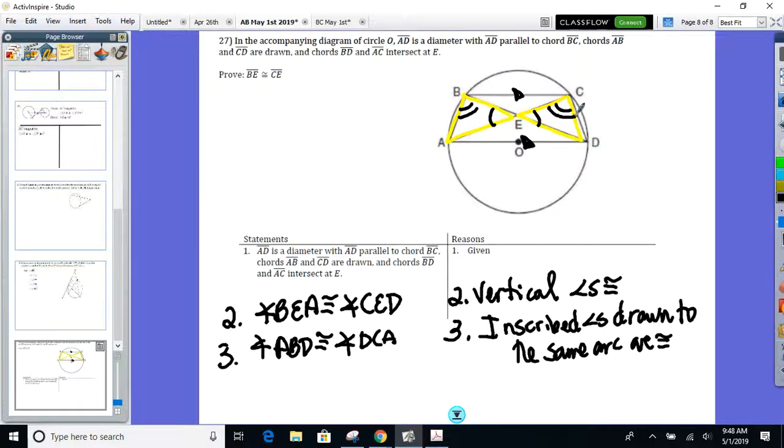Okay, here was the theorem. If the chords are parallel, the arcs in between are congruent. Let me say that again. If the chords are parallel, the arcs in between, so in this case, arc BA is congruent to arc CD.